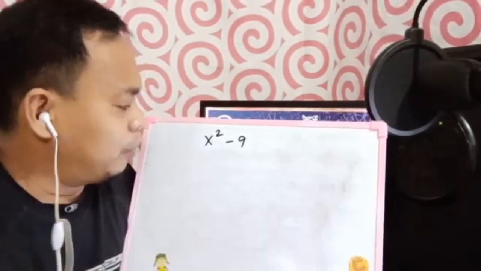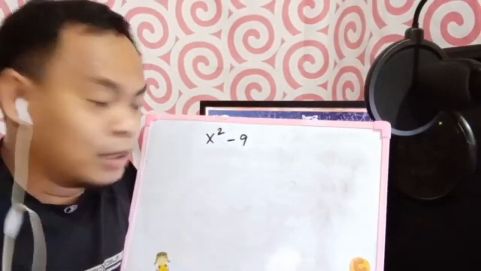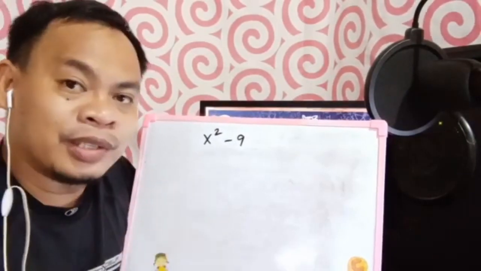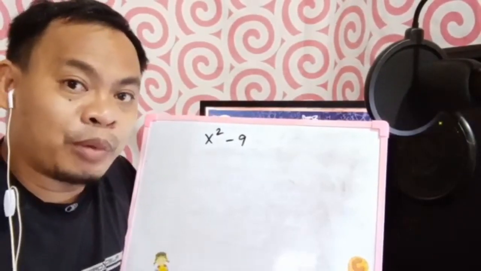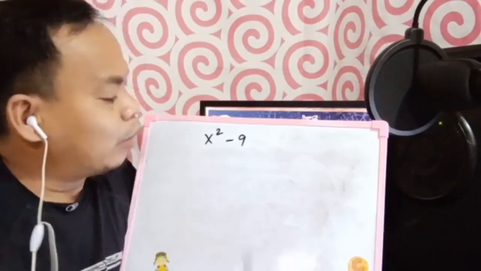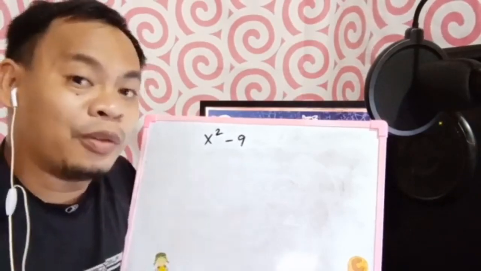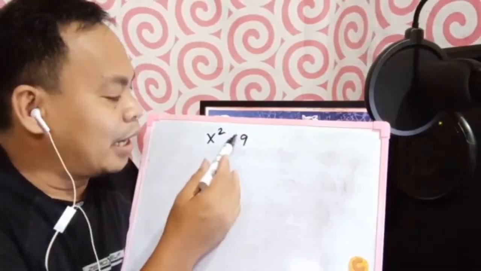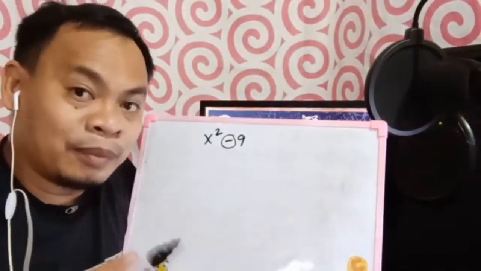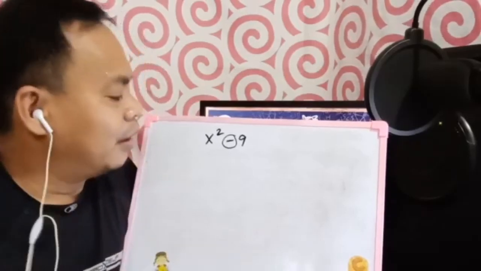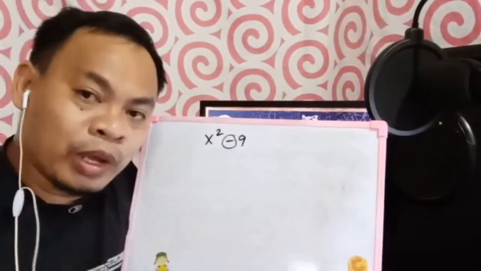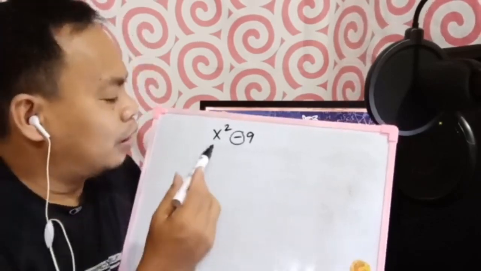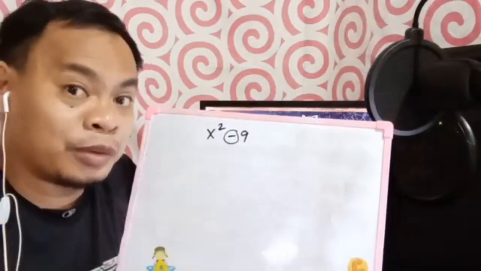For our next example, we have x squared minus 9. So this is a difference of two squares. Because our first term is a perfect square, x squared, product of x times x. And our second term is 9, product of 3 times 3. And this is a difference of two squares. Look at the sign here, at the middle. Subtraction or the minus sign. Okay, first step, find the square roots of the two terms that are perfect squares. So, let us first find the square root of our first term, which is x squared.